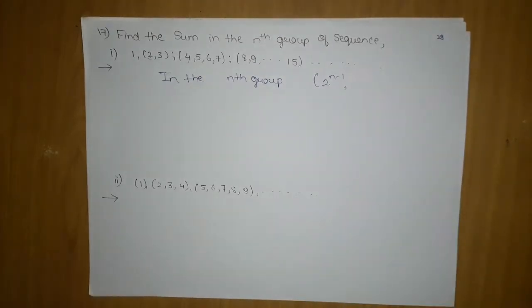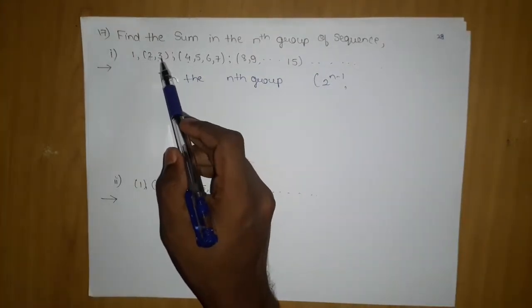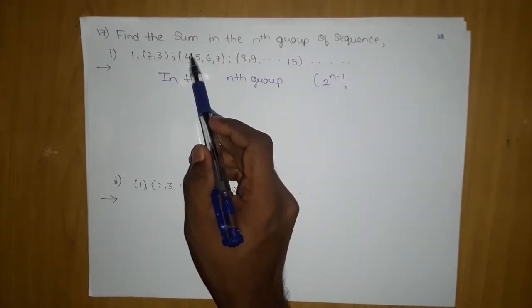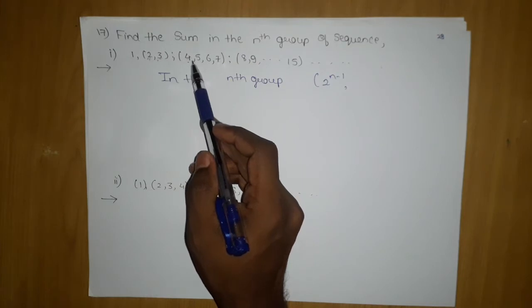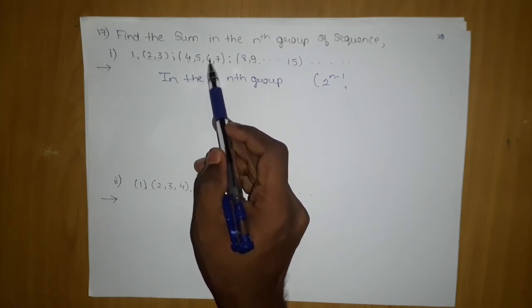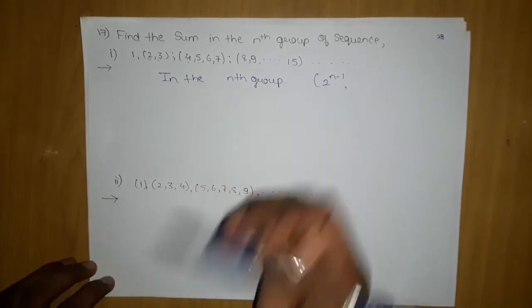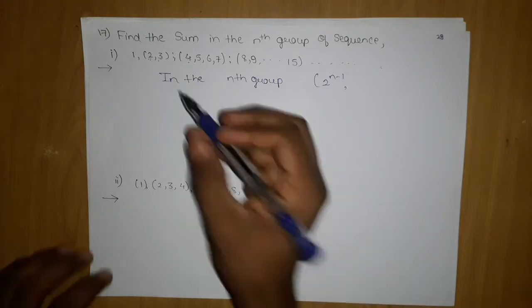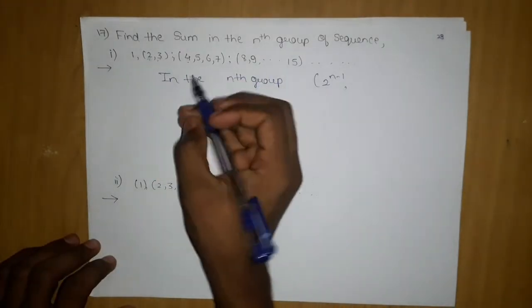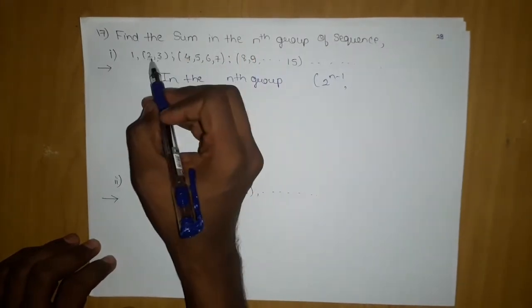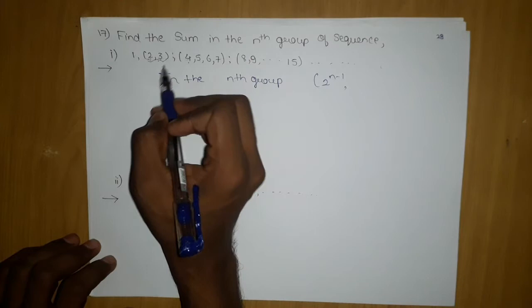Now let's observe. This is 2 power n minus 1 plus 1, and if you observe this group, 2 power n minus 1 means 2 power 2 plus 1, 2 power 2 plus 2, 2 power 2 plus 3. And one more thing: 2 power 2 means 4 terms, and in this group there are 4 terms. Like here 2 power 1 is 2, which means 2 terms are there.